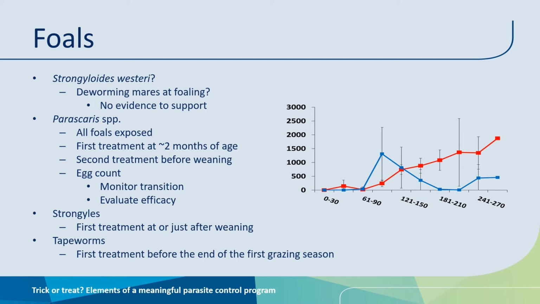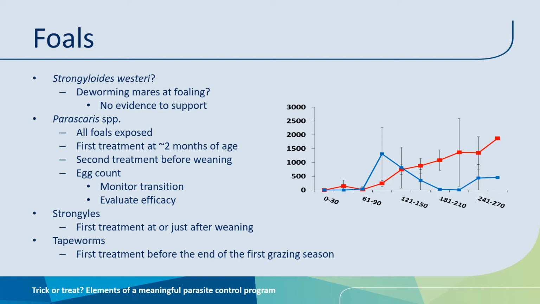We don't have studies evaluating whether a given treatment will impact the transmission of larvae through the milk. We don't know what the timing should be, the dose range relative to foaling. What's the optimal time? What's the optimal dose? What drug should we be treating with? We really don't have any information.